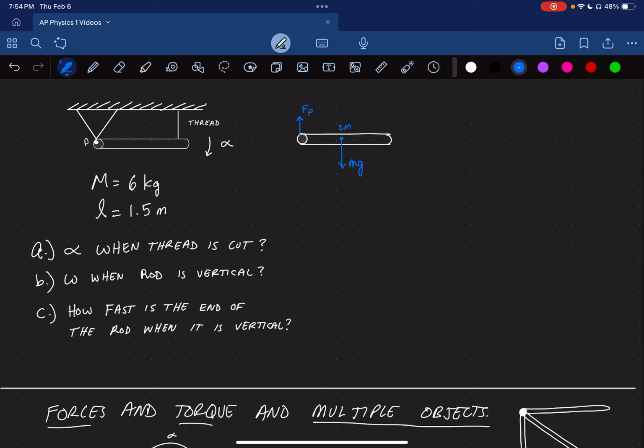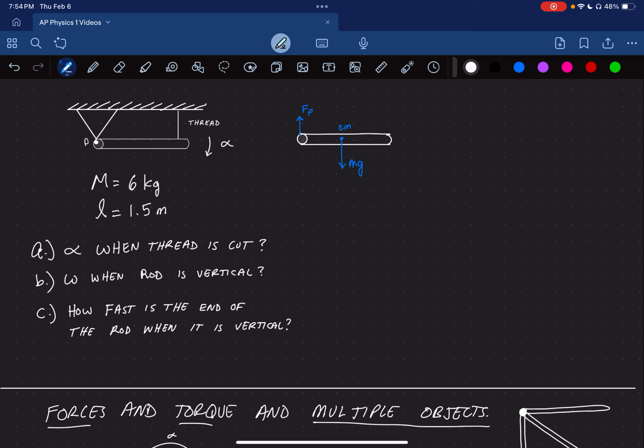When we cut the string, these are the only forces that would be on it. Now, before we cut the string, depending on where I put that thread, there would be a force from the thread, maybe Ft, we can call it. Wherever I put the thread, that's where the force would be. But I'm going to say we've just cut it. I'll get rid of that. So when we just cut it, it will look like this.